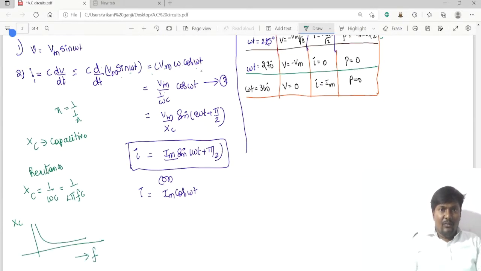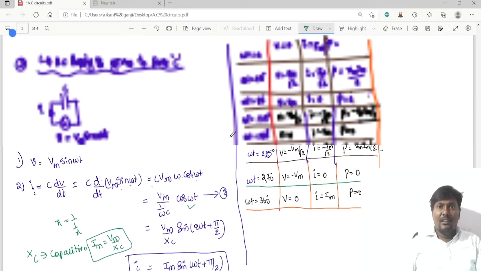And Vmax by Xc cos omega t can be written as sin of omega t plus pi by 2, that is, 90 degrees plus theta. So here i is equal to Imax sin of omega t plus pi by 2. In this case, Vmax by Xc can be written as Imax. This is the instantaneous value of the current, or i is equal to Imax cos omega t.